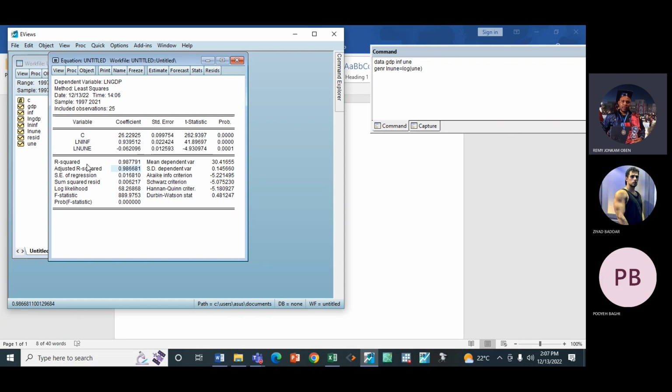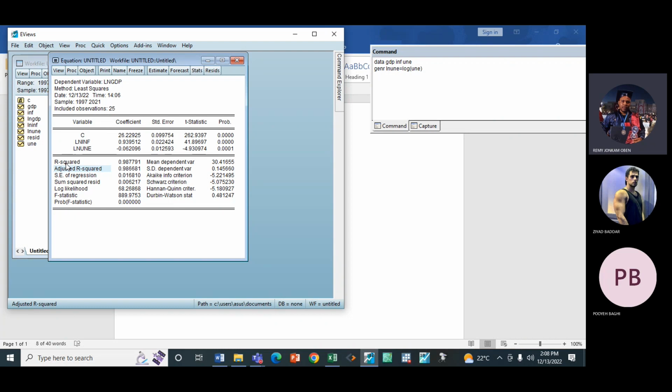Why? Who can tell me why? I've explained already. This adjusted R squared will never be higher than the R squared. Best case scenario, it will be equal to the R squared, but most of the time it is lower than the R squared. Yes.